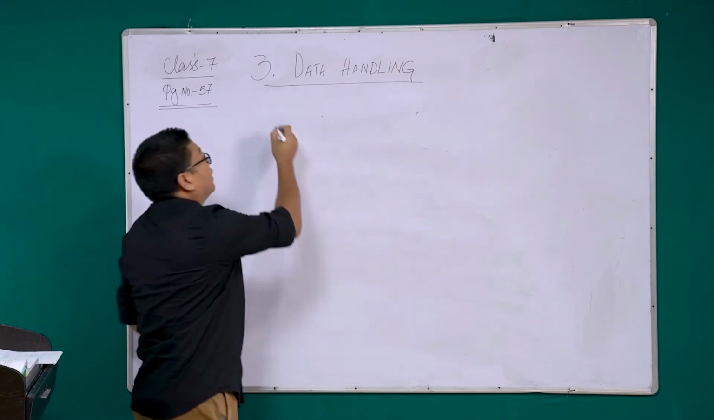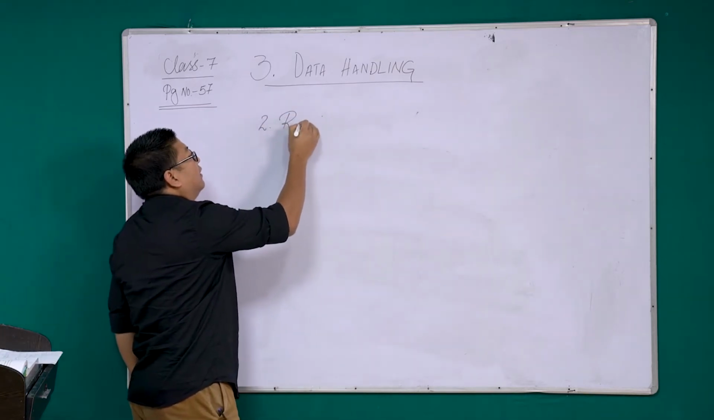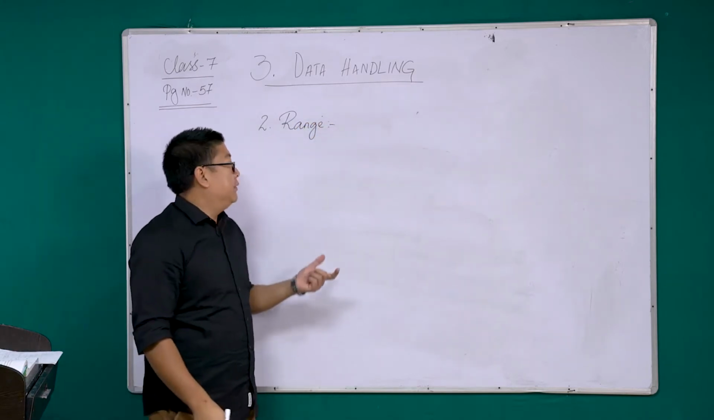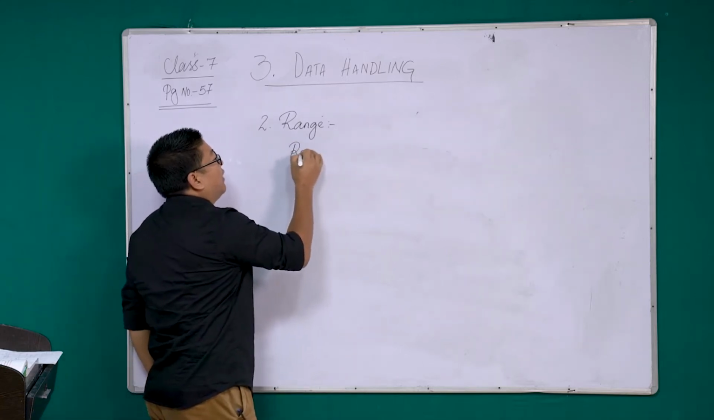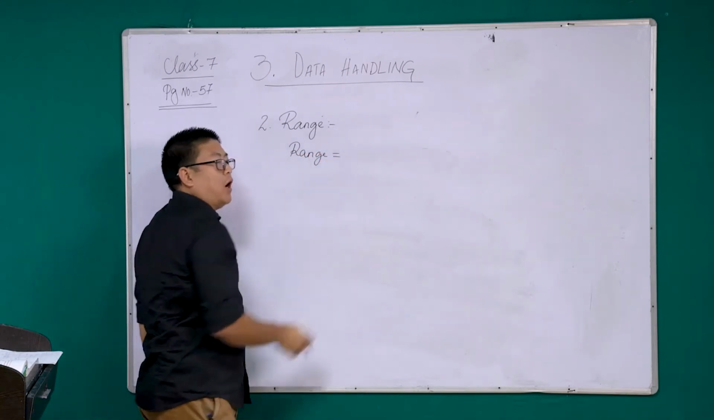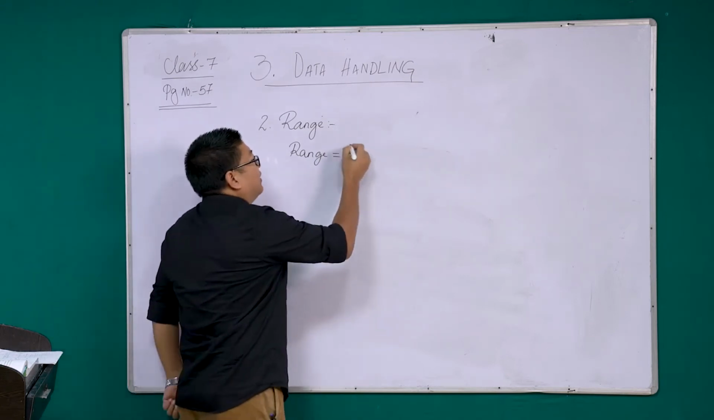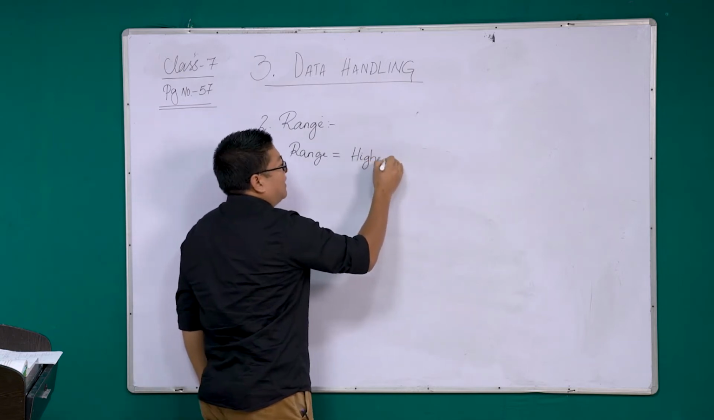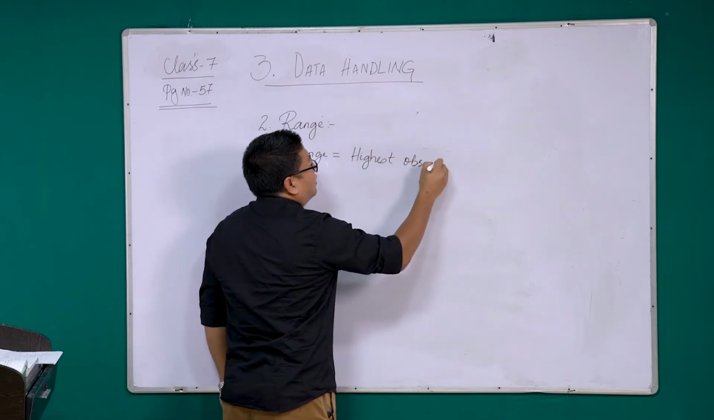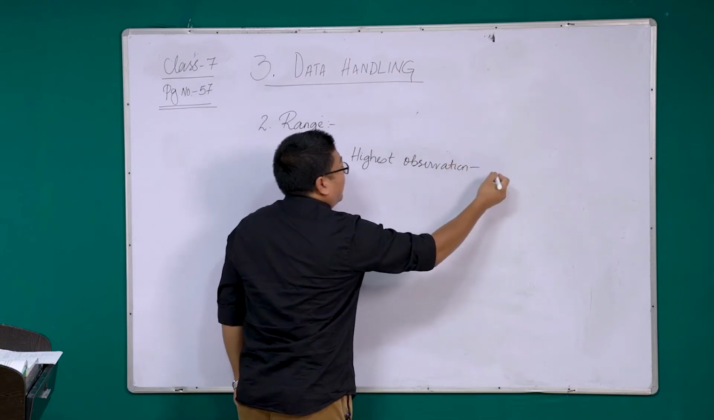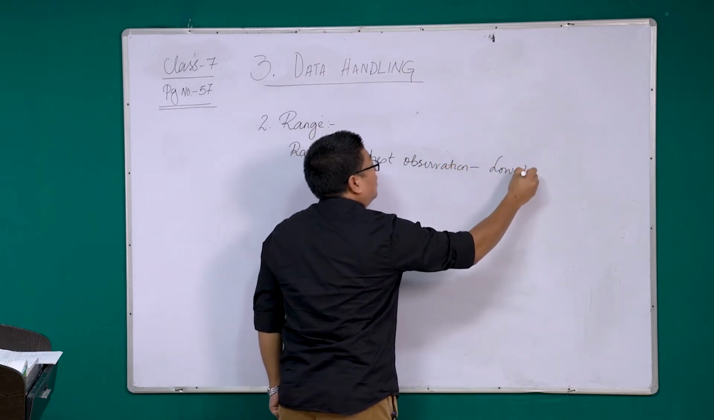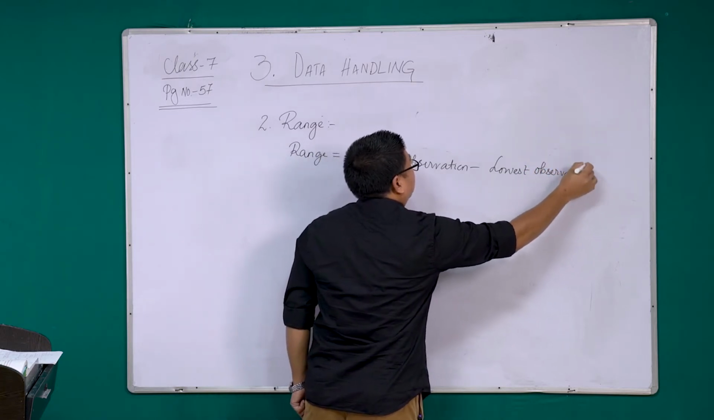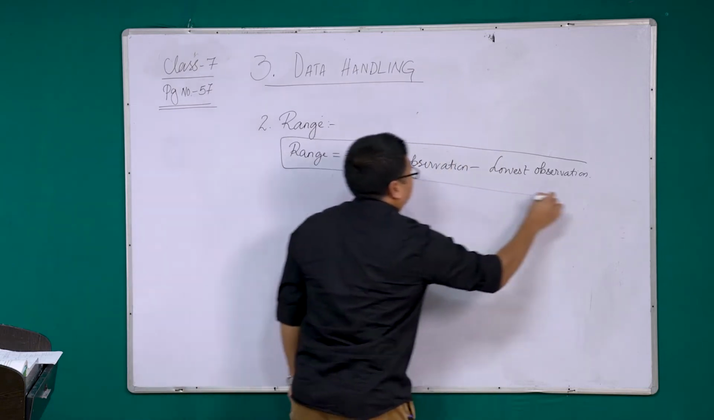The next topic is range. Range is quite simple. Range of observations is found in this manner. This is the formula that we will be using. When you want to find range, you look at the highest observation minus the lowest observation. This will be the formula for range.